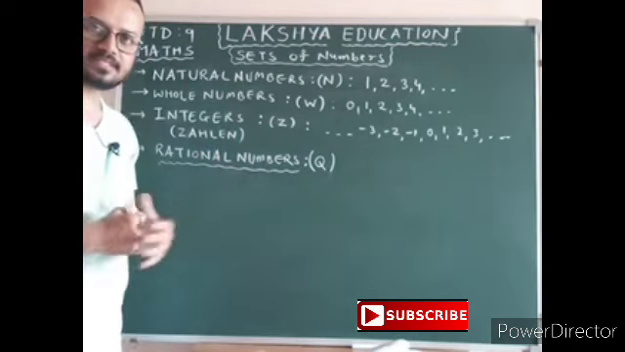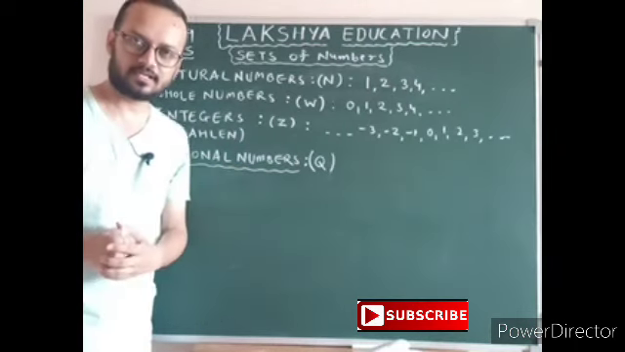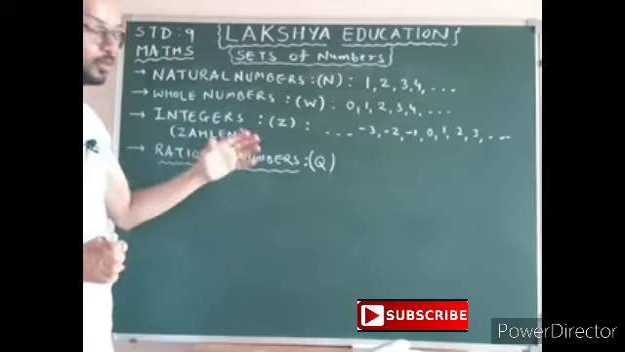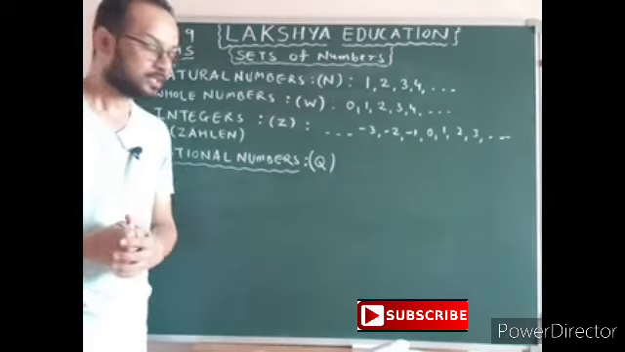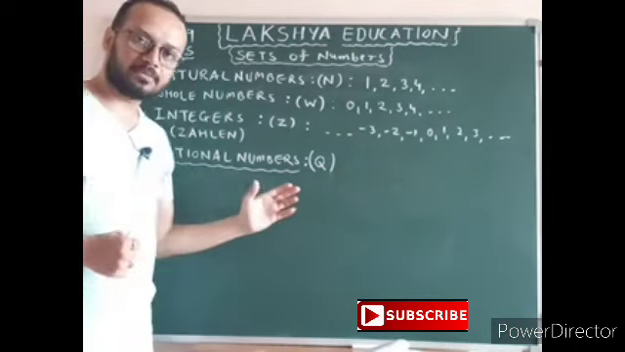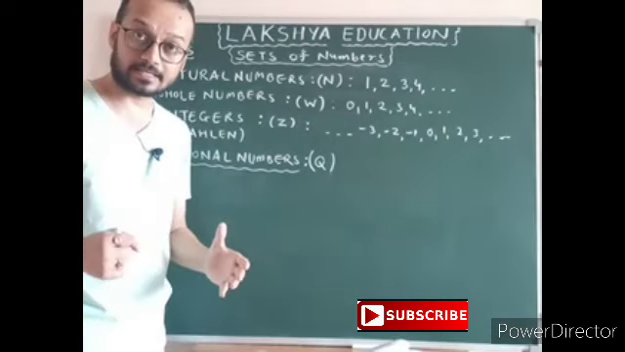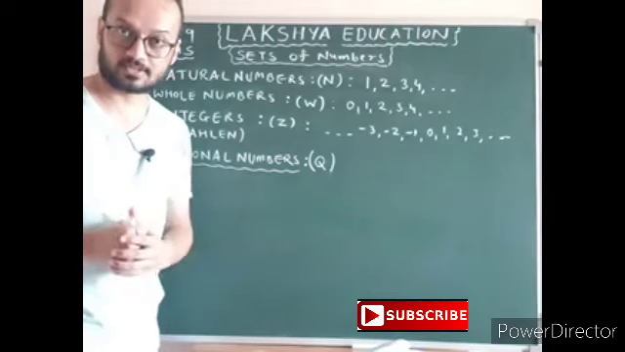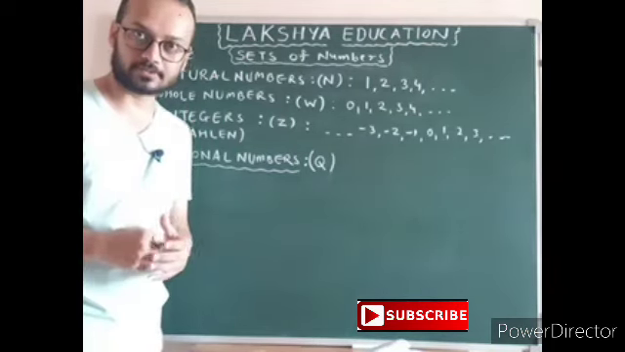In all the previous sets we have seen that they include only whole numbers or integers, but they do not include fractions, decimal fractions or simple fractions. Now rational numbers is a set which includes all the previous sets as well as they include fractions. Let us see what is the definition of a rational number.